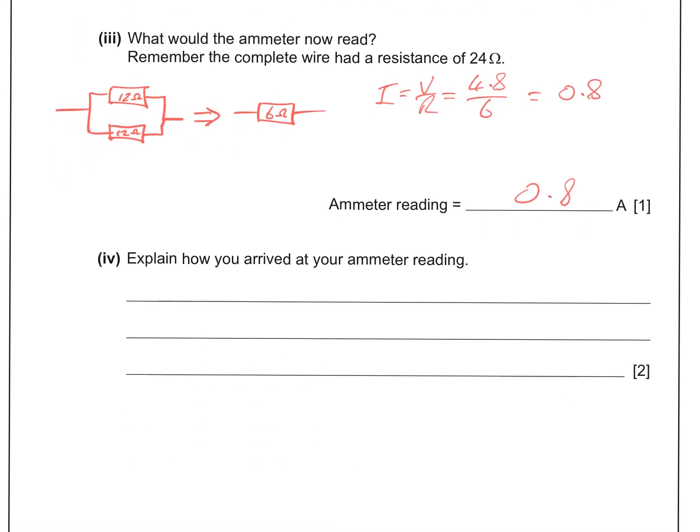Part 4, explain how you arrived at your ammeter reading, and what you're going to need to do here is explain what was happening with the resistance when you put it into a loop like that, and that becomes 6 ohms, and then you're doing Ohm's law for the total resistance of 6 ohms. So you just fill in that explanation with the value of the resistance and then the Ohm's law calculation. Okay.